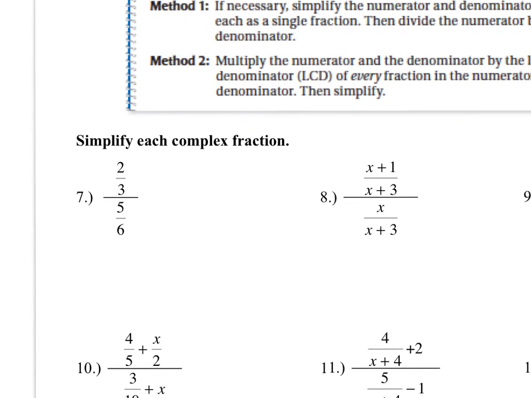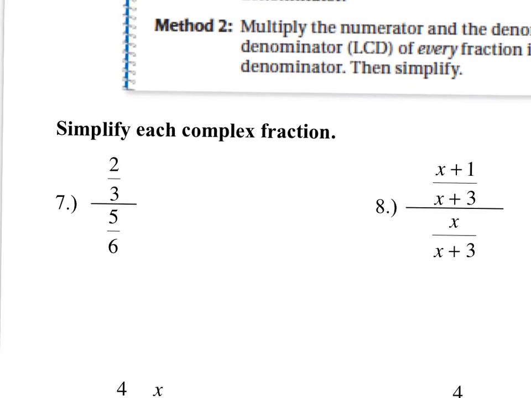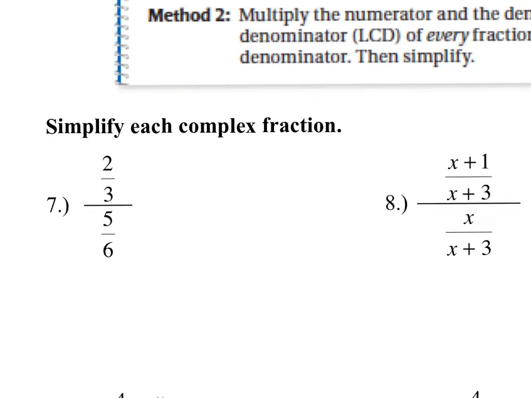So number 7, it starts out fairly simple and it's pretty basic, where you have 2/3 divided by 5/6. Now I know that you could probably just type this in your calculator, but that's not the point of this. With method number one, there are no fractions that you have to add or subtract in the numerator or the denominator. So in this case, method number one, which I'm just going to write as M1, is where you would take your numerator, 2/3, and divide it by the denominator, which is 5/6.